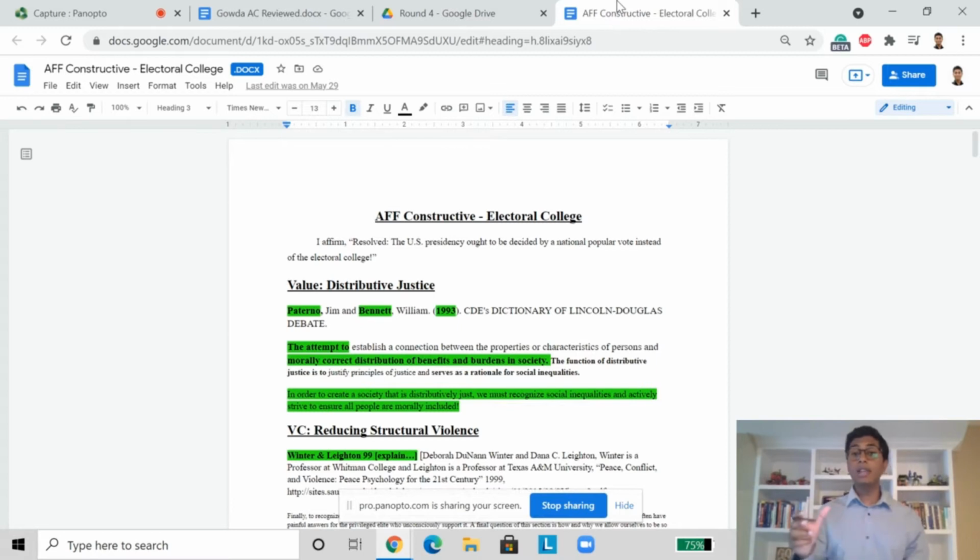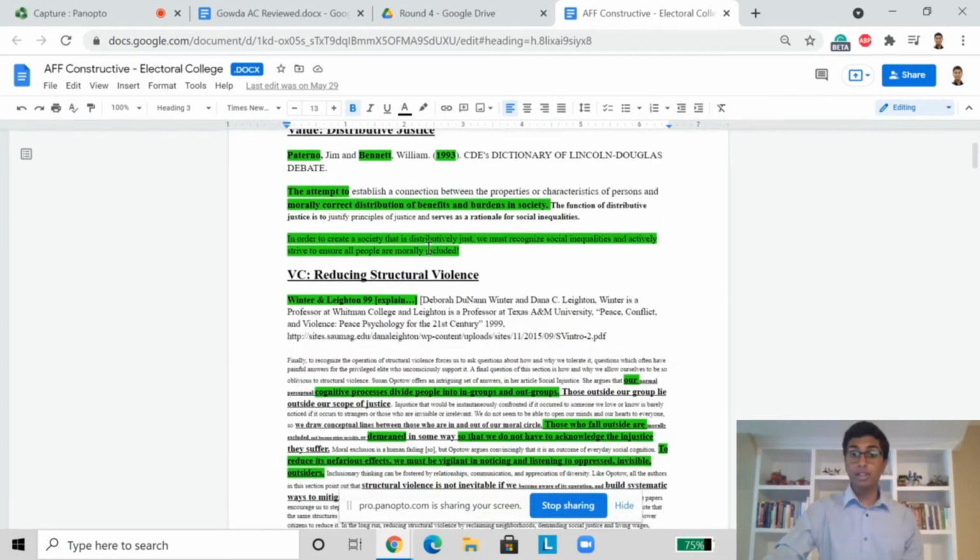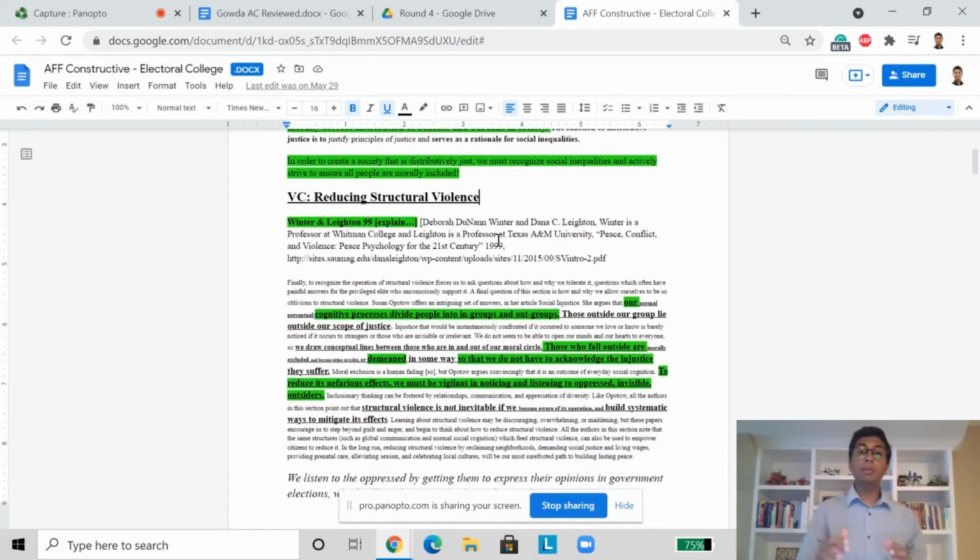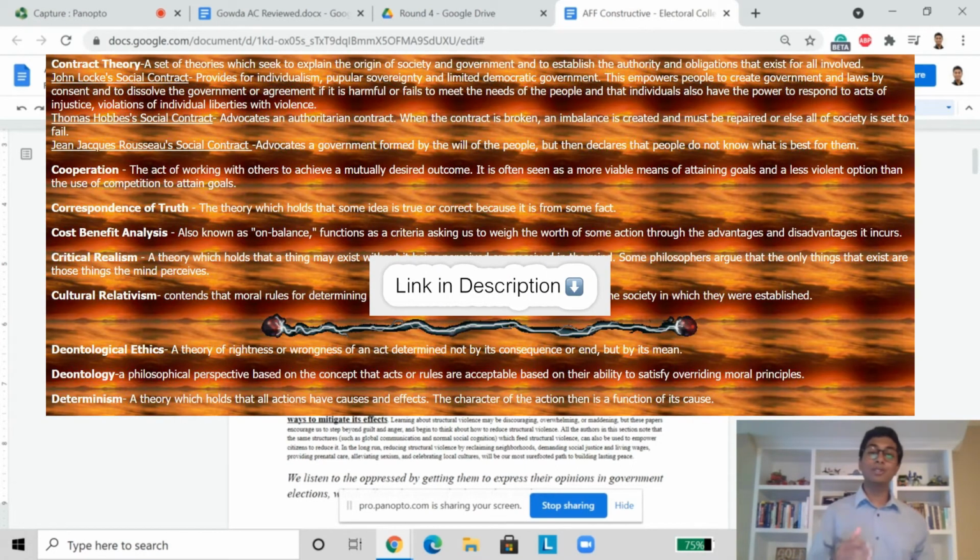Instead of just saying my value is this, you actually want to explain what that value is. And maybe you also want to explain why it's relevant in the context of this round in no more than a sentence. The next is the value criterion. The value criterion is what you use to measure that value and how your arguments flow or fit under that value. So a common one that I go with in most of my rounds is reducing structural violence. Now that's basically saying that you want to help the people that are worst off in society, and again, you want to include some evidence with that. In the description below, I've linked a couple of sources that give you common value criterions that you can use.